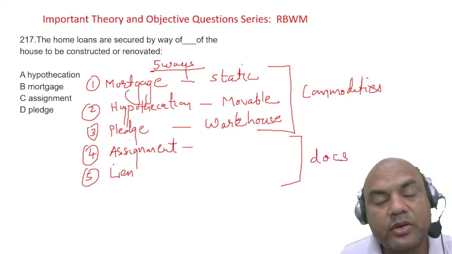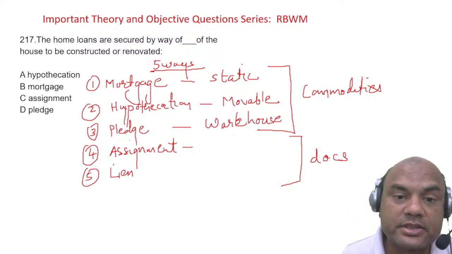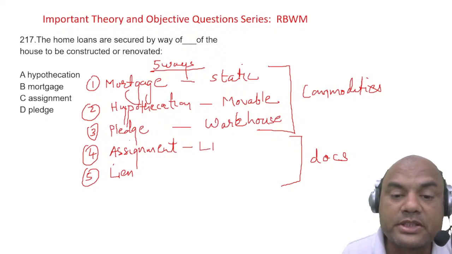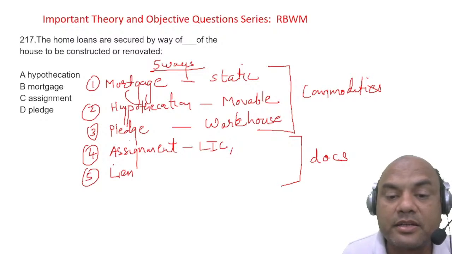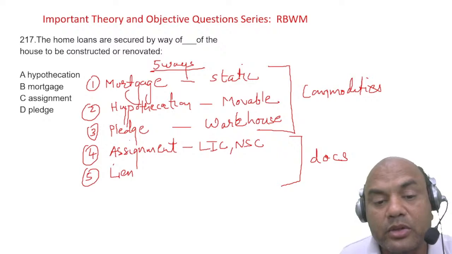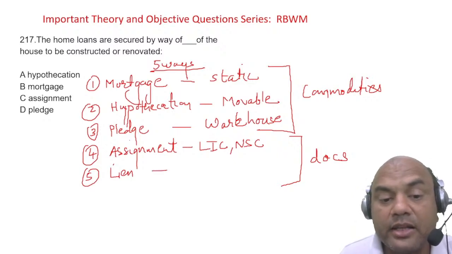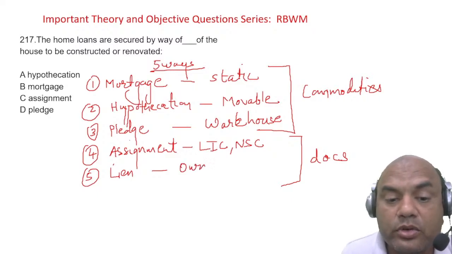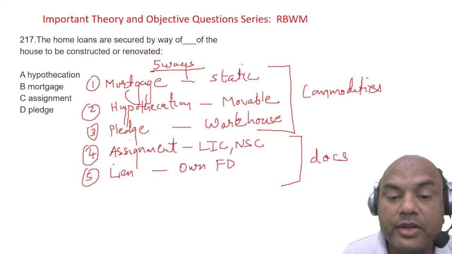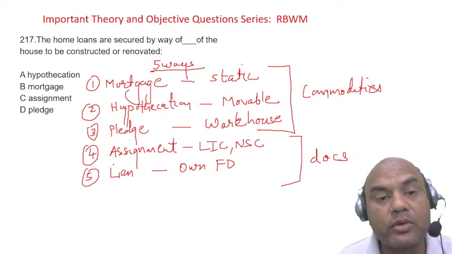Assignment is done for the documents which are of other companies. Means LIC policy, NSC. Is LIC policy of your bank? No. Is NSC of your bank? No. So we do the assignment. What about lien? Lien is done to own documents. Own means FD. FD is your own document. So we do the lien over here.